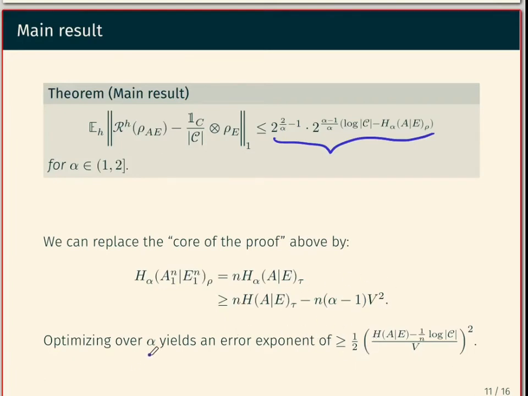And now if we optimize this whole expression over alpha, including the prefactor because alpha is involved in it, we can get an error exponent that's at least this, for example. So we can get this very easily, and it's not so easy to get using the smooth min entropy approach.